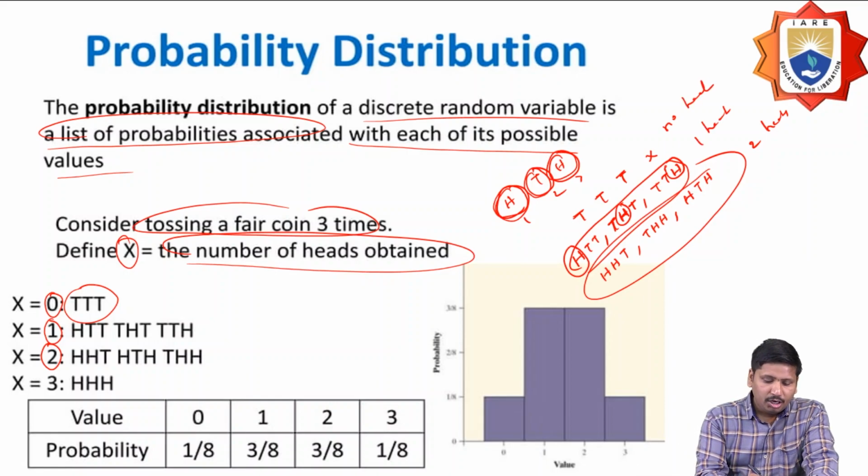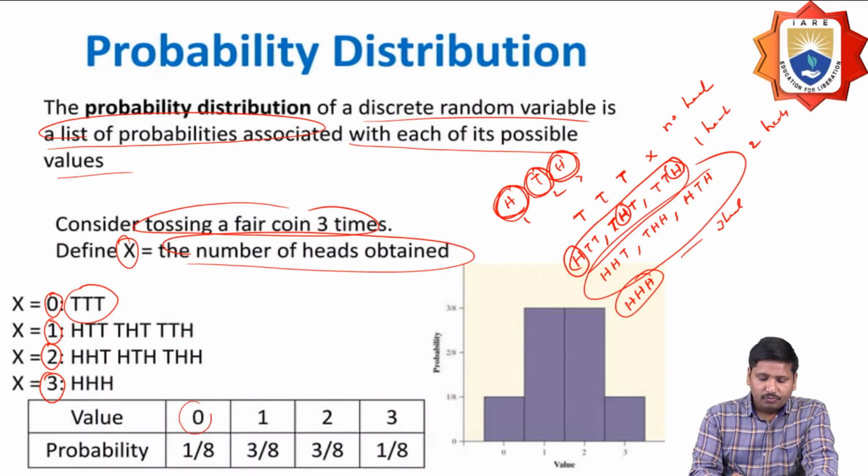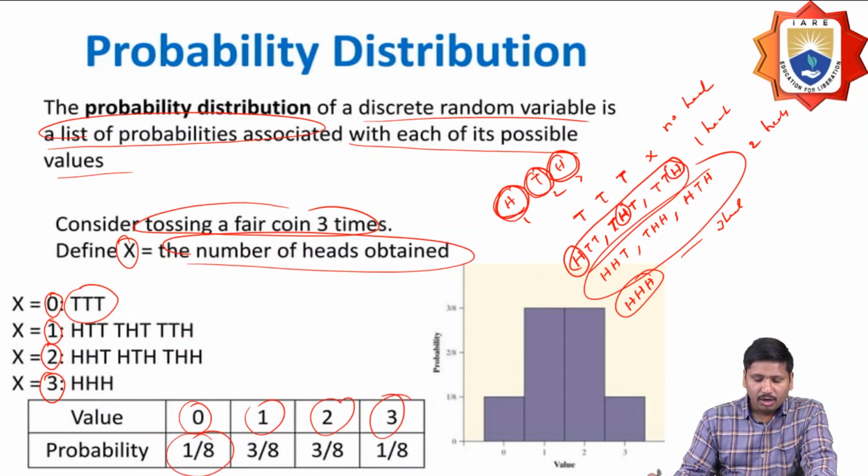And what is the probability of getting three heads here? What is the only chance we have? All the coins showing heads, then it should be that. Okay, so for these values here, what is the probability of obtaining only one head?